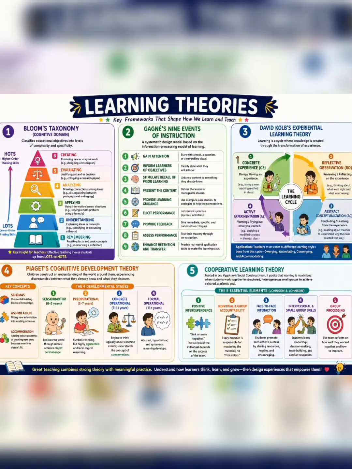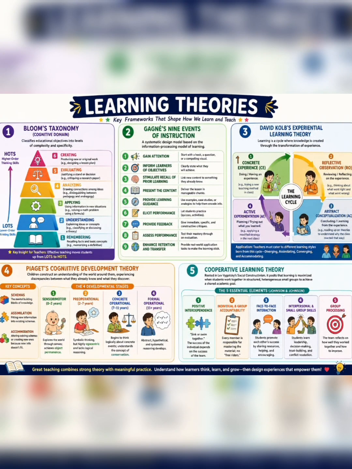Next, look at column number 2, Gagne's 9 levels of instruction. This is a systematic design model based on the information processing view of learning. If you want a perfect instructional design flow, you will follow these 9 steps. First, gain attention. Number 2, inform learners of objectives. Number 3, stimulate recall of prior learning. Number 4, present the content. Number 5, provide learning guidance. Number 6, elicit performance. Number 7, provide feedback. Number 8, assess performance. And number 9, enhance retention and transfer.